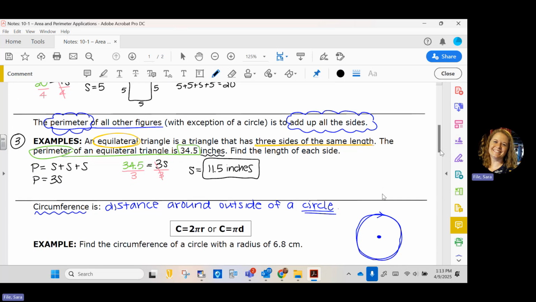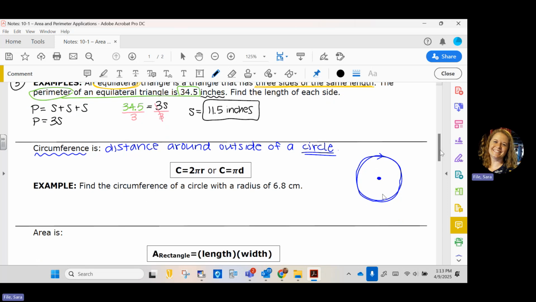All right, let's try a circle. We talked about circumference. It's the distance around the outside of the circle. But look at these formulas. The C is the circumference. And then here you can have 2 pi r or pi d. Remember this symbol, pi.